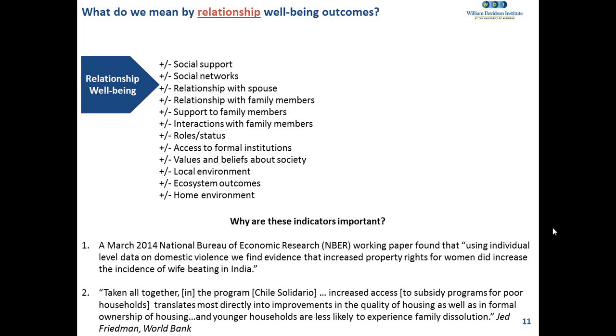One example of this is found in a March 2014 National Bureau of Economic Research working paper, which reports that, using individual-level data on domestic violence, they find evidence that increased property rights for women did increase the incidence of wife beating in India. Thus, this paper finds that increasing property rights, which is representative of a type of asset within economic well-being, resulted in a negative change in relationship well-being, in this case, increased domestic violence. If the program hadn't measured the relationship well-being, they wouldn't have known that a negative outcome was occurring, and they wouldn't be able to manage it.